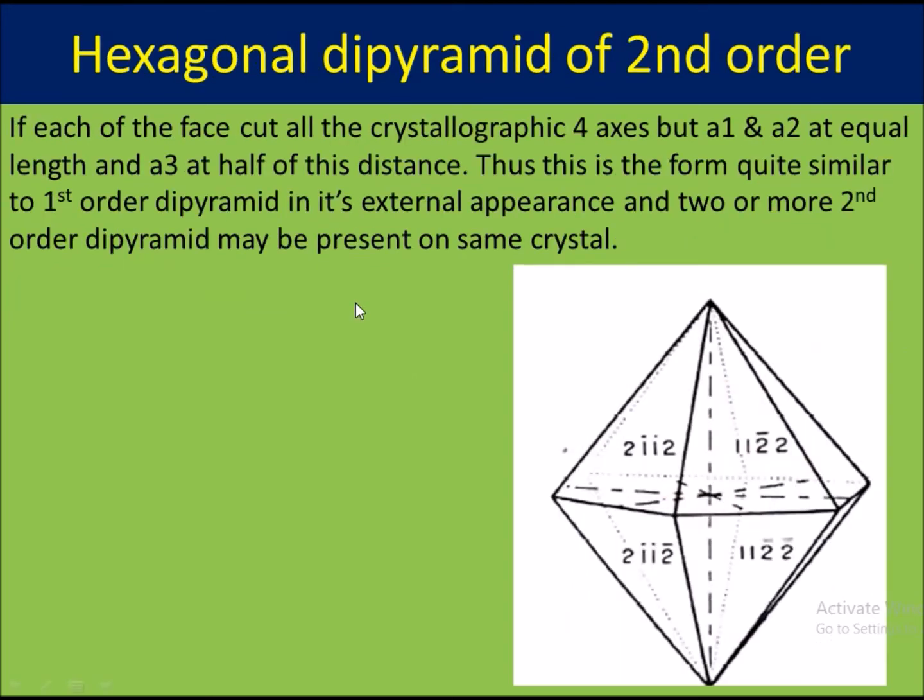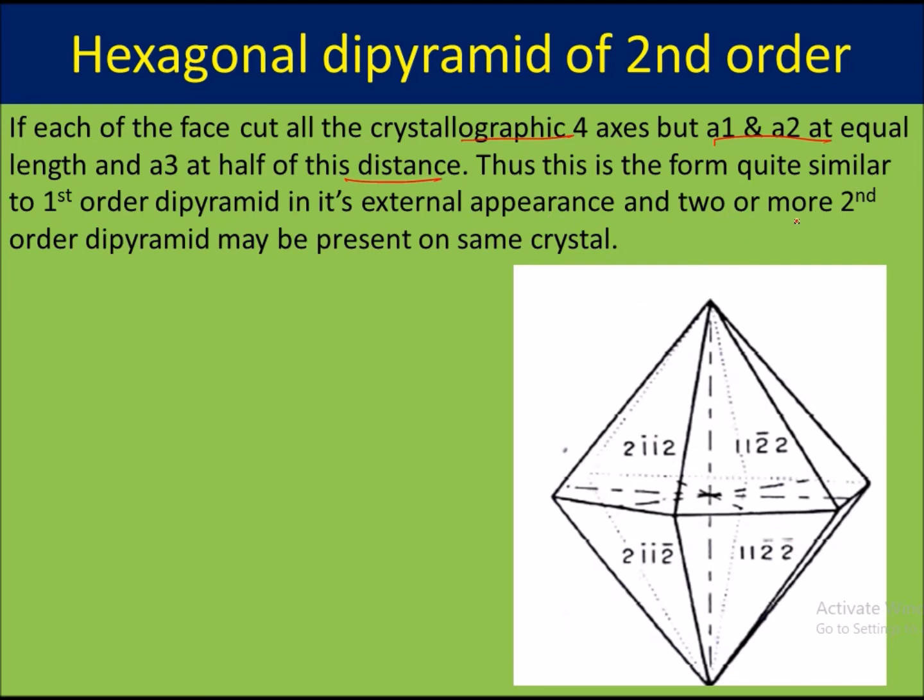When we talk about the second order, you can see that if the face cuts all the crystallographic axes, but two axes at equal length and the third horizontal axis at half of this distance, then this form is quite similar to the first order dipyramid in its external appearance, but there is a basic difference.